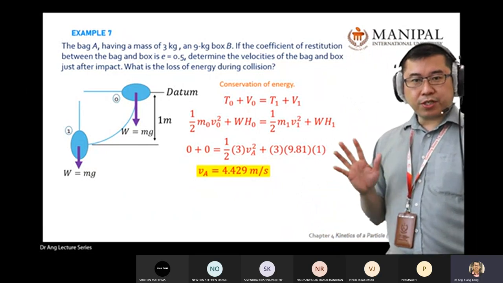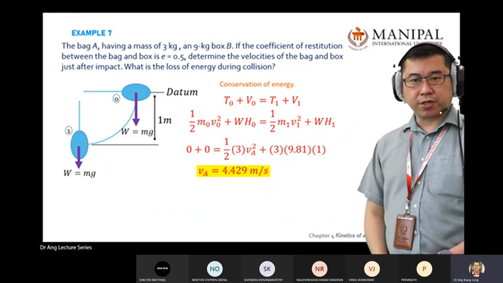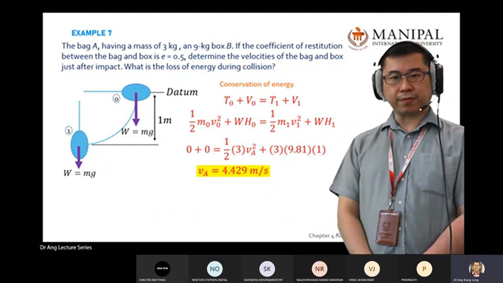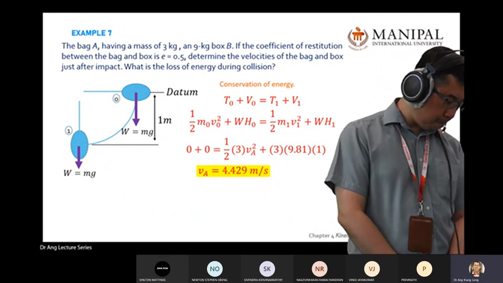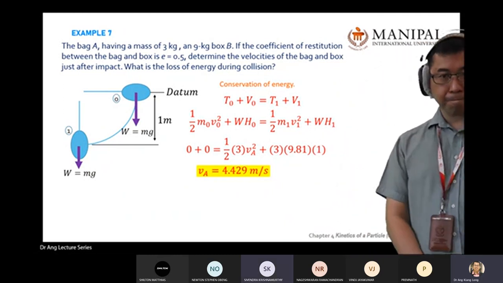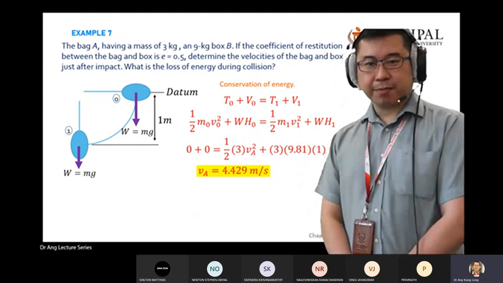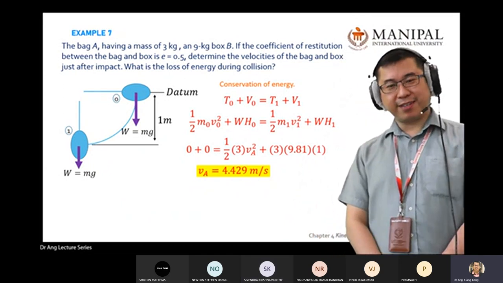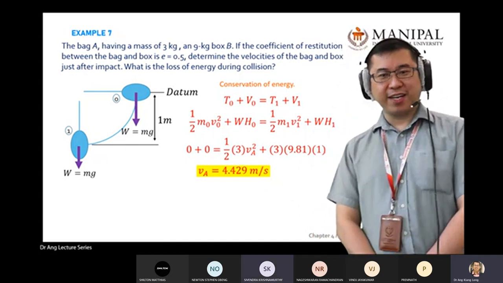Okay, any question for conservation of energy? Question? Sivendra, are you okay? Yes, sir. Understand, sir. I forgot that datum equals the ground, sir. Okay, right. So we forget, but when it comes to test, don't forget. When it comes to exam, don't forget. All right. Yes, sir.